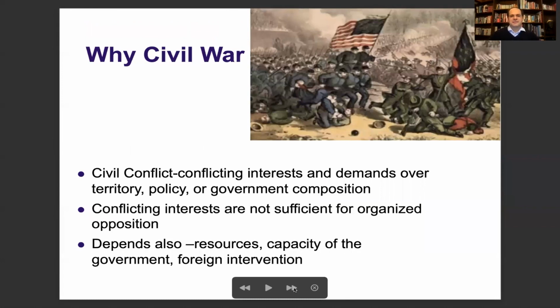If we think about civil wars for a moment, then that is a little bit of a different scenario, because we have here conflicting interests of civil groups. And they have very often different demands over territory, policies, or government composition. Very often they are fueled by ethnic divisions. And one of the aspects which is really important is that the conflicting parties have to be organized sufficiently.